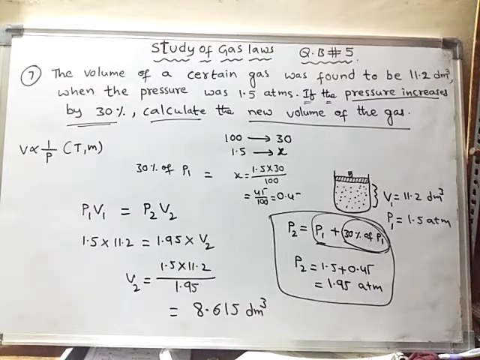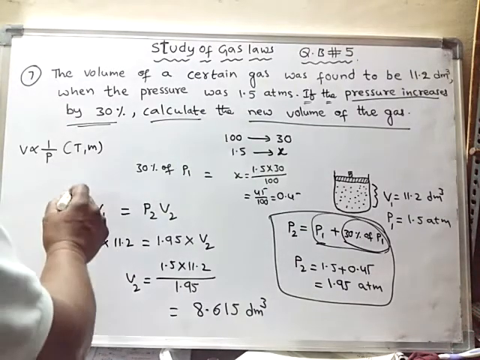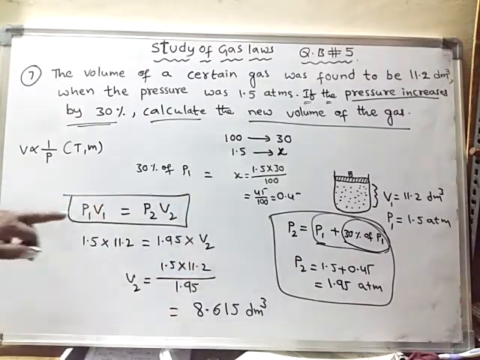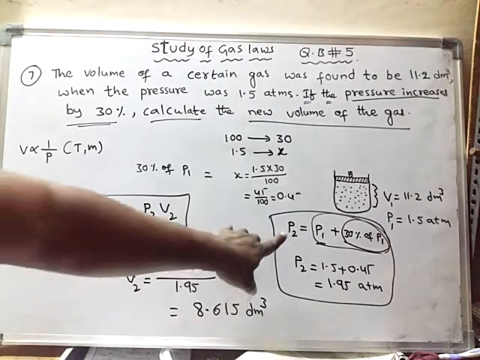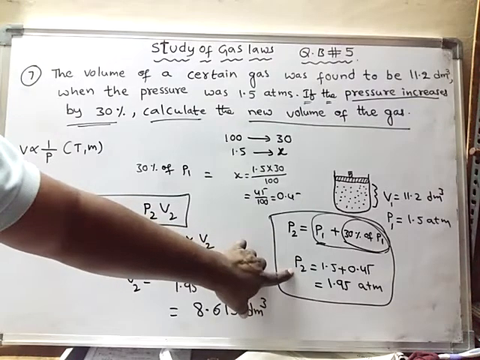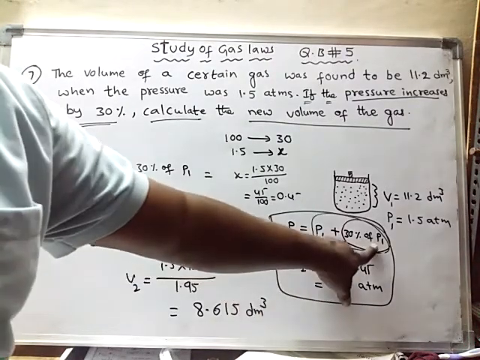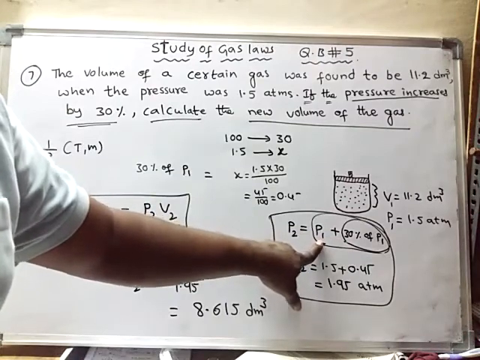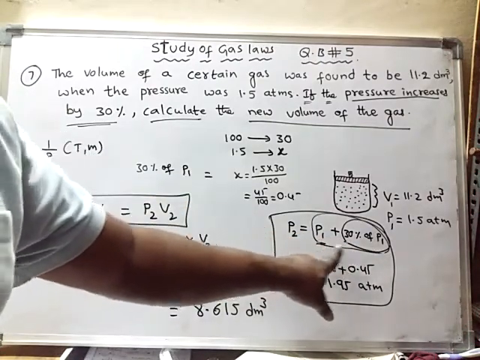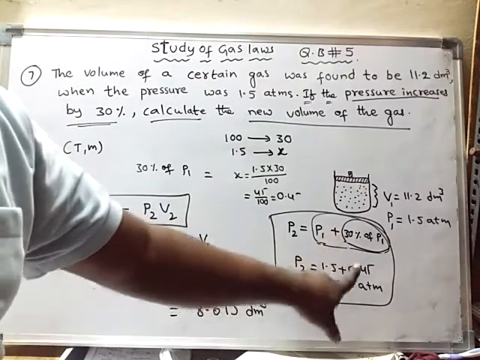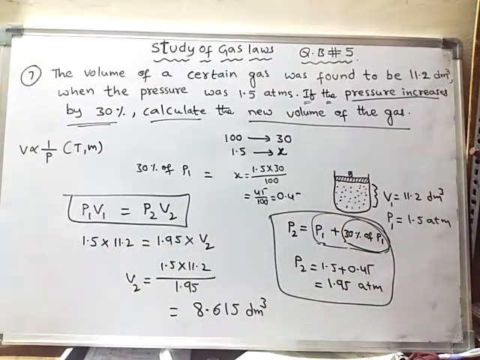So this is about the seventh question. How to calculate the new volume? The new volume can be calculated by using this equation, which is said to be Boyle's law equation. With the help of Boyle's law equation, we can find the new volume. And what is the new pressure? The new pressure is obtained when we add the increase in pressure to the initial pressure; that sum will give the new pressure.